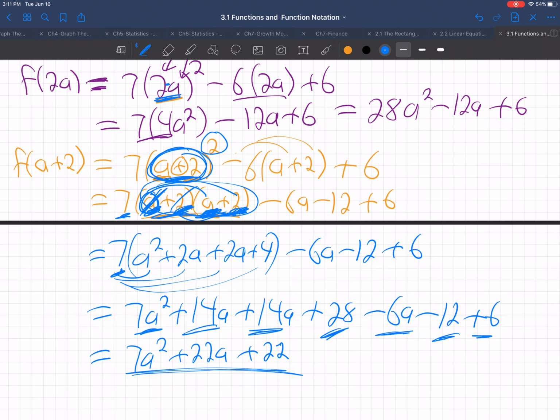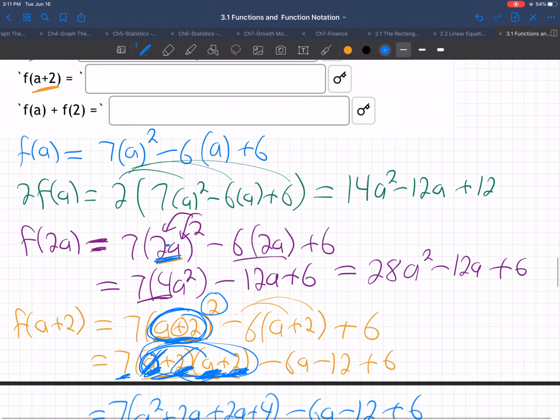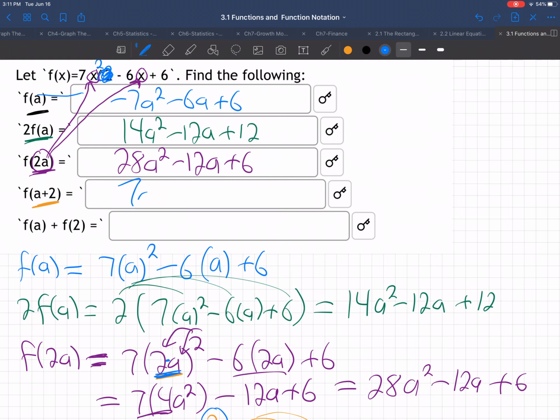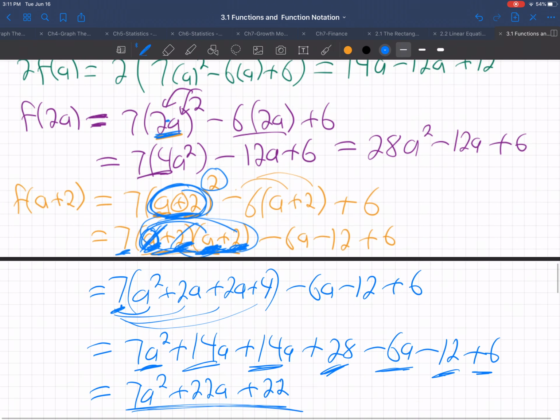All right, so there we go. There's what we get when we do that. Let's write that answer up there: 7a squared plus 22a plus 22. We got one more to go.